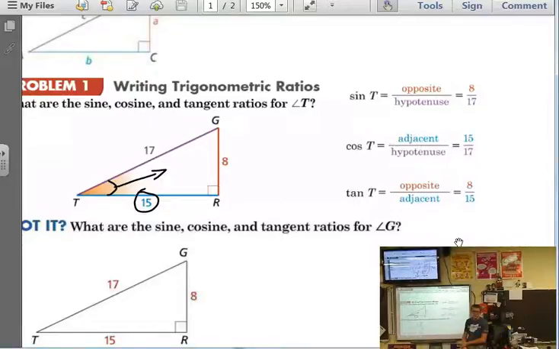For cosine of t, cosine is adjacent over hypotenuse, so now we use the 15 over the 17. And then tangent, opposite over adjacent, we use the 8 over the 15. Any questions about how we set up those ratios?